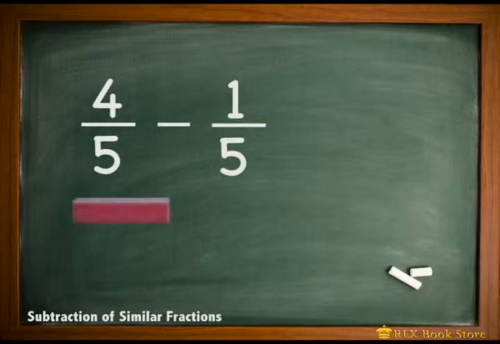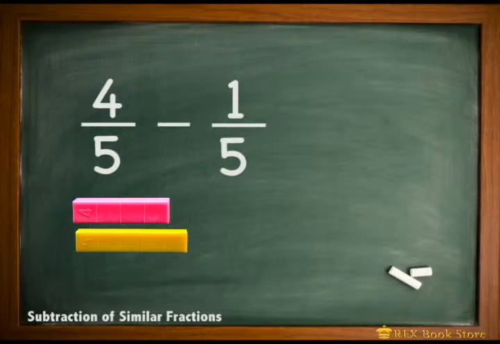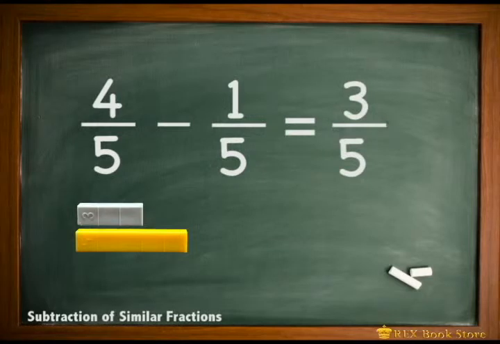We model 4 over 5 using our number sticks. We are going to take away one part. We take away one part from 4 over 5. The result now is 3 over 5.